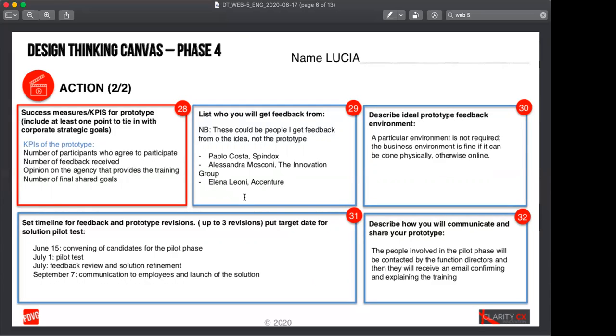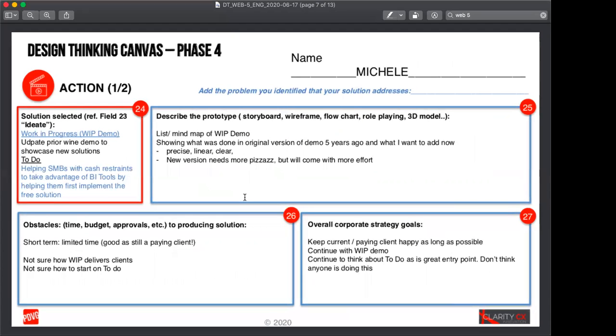Paula, anything to comment on Lucia's? Oh, no, thank you, Christina. You have explained very well all the content that we have shared. Thank you. Okay, so now we get to look at Michelle's.